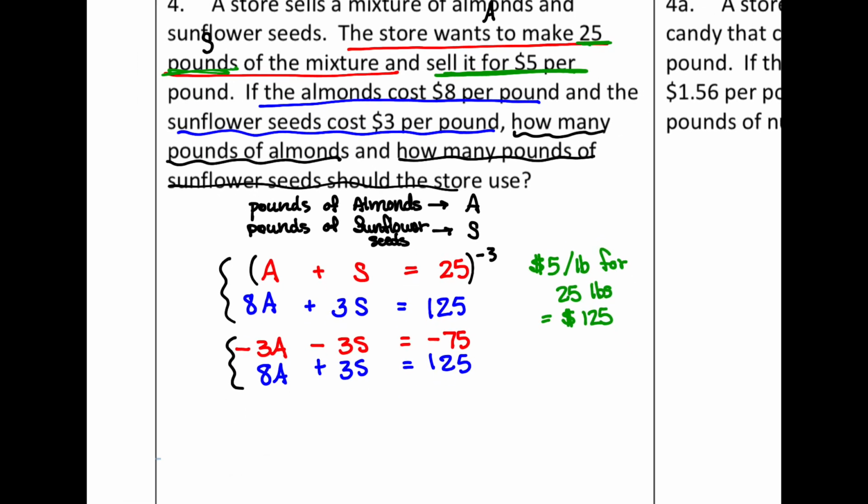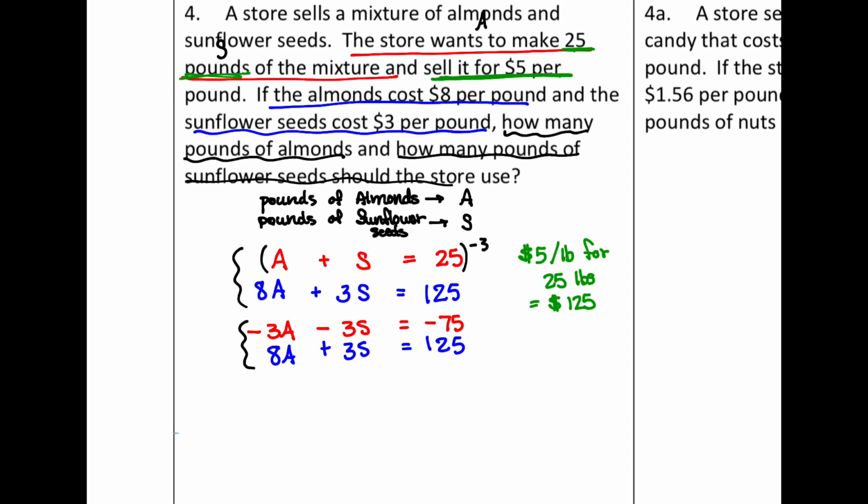Okay, let's shrink it down a little bit so I have room to finish this one. All right, so here we go. Adding these, those cancel. So I get 5a is equal to 50. Divide by 5. So I get A is 10. What did I just find? A. What did A represent? Pounds of almonds. Okay, so there you go. 10 pounds of almonds.